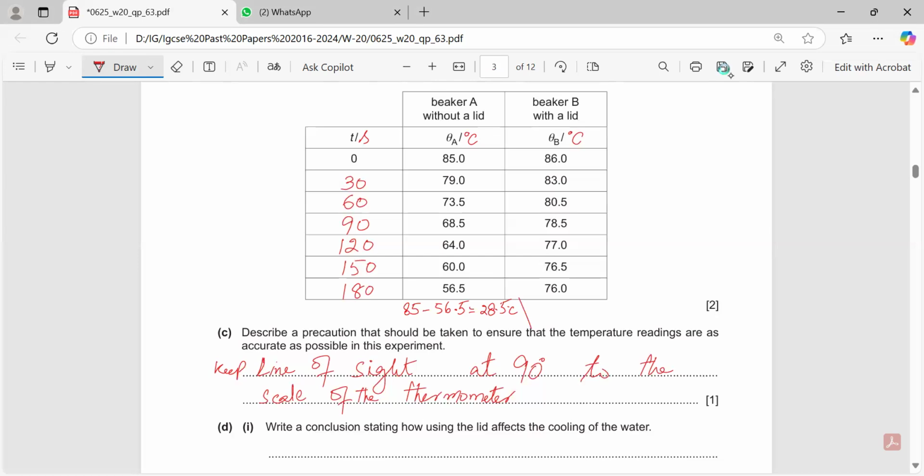What about when there is a lid? So you can check here 86 minus 76, that is equal to 10 degrees Celsius only. What does this show? That the rate of cooling decreases when the lid is placed on the beaker.